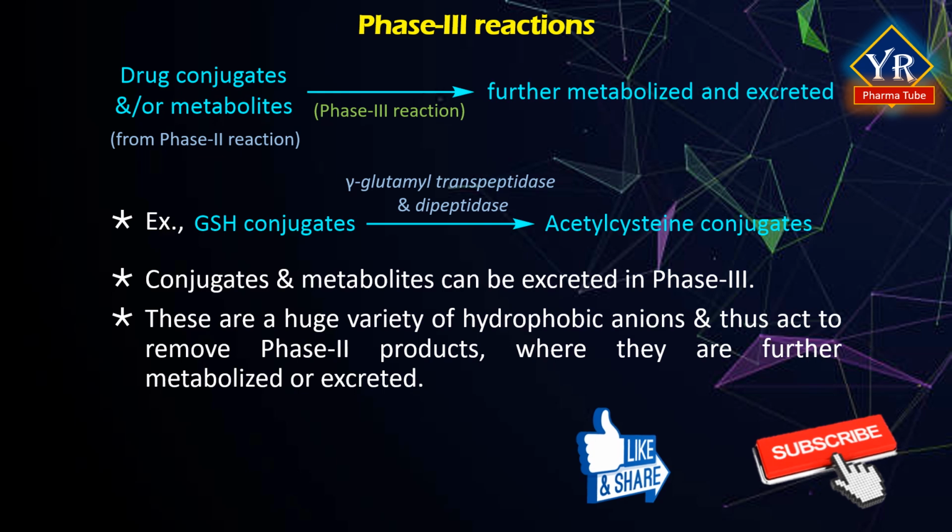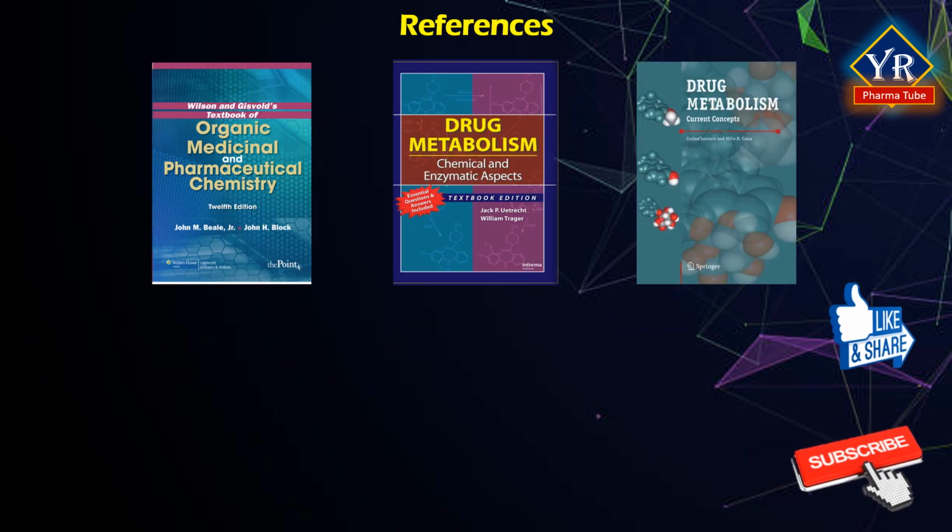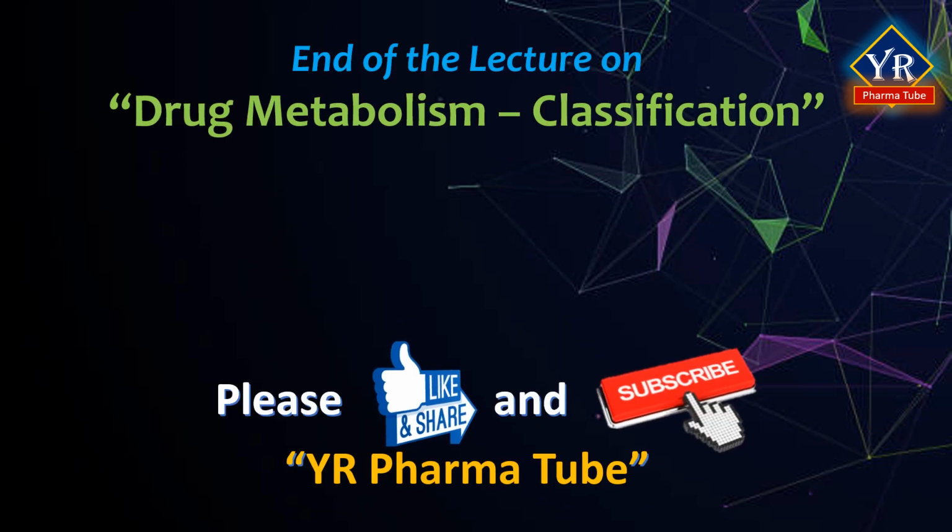The reactions involved in all these phases, in particular the phase 1 and phase 2 reactions, will be discussed in terms of reaction type and the enzyme involved in the next lectures. This is the list of references followed for the lecture. That's all in this video, the classification of drug metabolism. In the next lecture, we will discuss the phase 1 oxidation reactions.